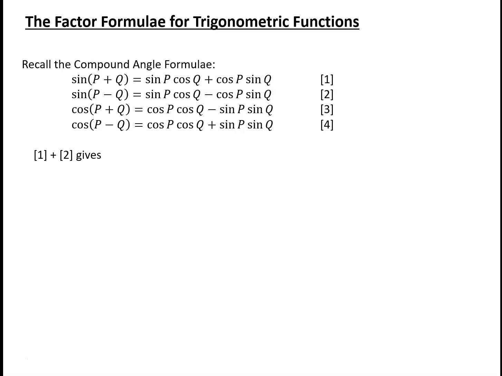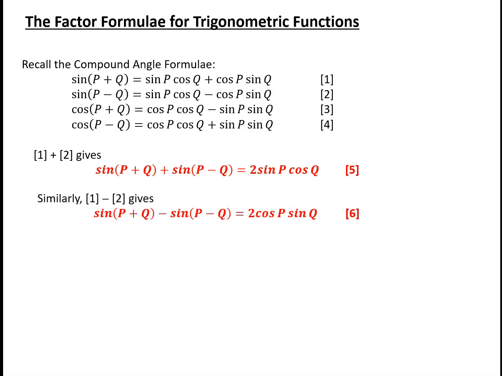If we add these equations 1 and 2, we're going to obtain sine of p plus q plus sine of p minus q is equal to 2 sine p cos q. Similarly, if we do a subtraction of equation 2 from equation 1, we get sine of p plus q minus sine of p minus q is 2 cos p sine q.